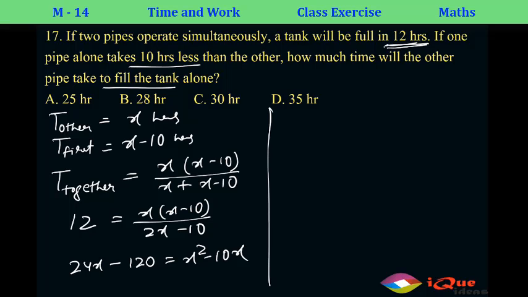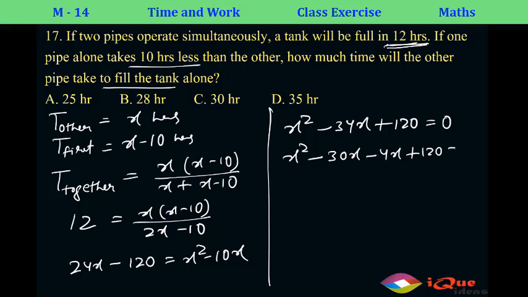Alright. So now if you bring all of them to the same side, the equation becomes x square minus 10x minus 24x, that is minus 34x, and minus 120 when it goes to the other side becomes plus 120, and it is equal to 0. Now if you factorize 120, it is 30 into 4, so x square minus 34x can be written as 30x minus 4x plus 120 equal to 0.